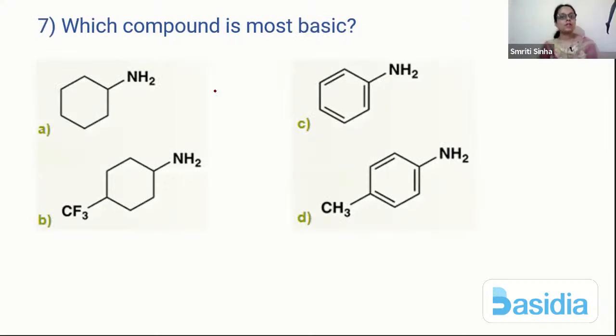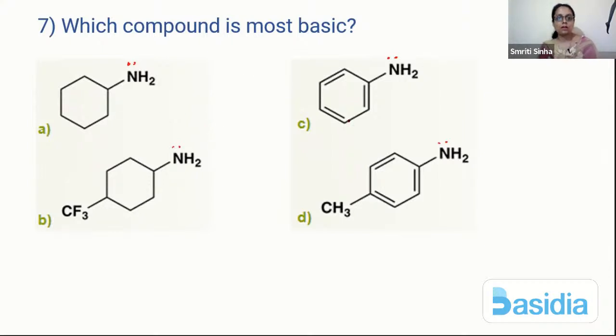Next, which compound is most basic? So out of these, which is most basic? If you see here, you can see NH2. NH2 has a lone pair of electrons. So the one which can donate the lone pair easily is the most basic.